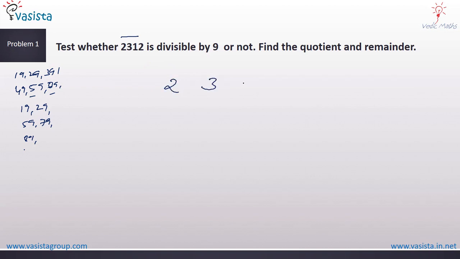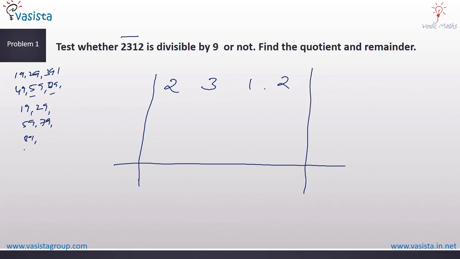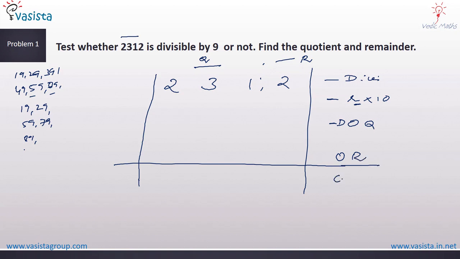So 2312 is the number for which I am supposed to find whether it is divisible by 9 or not. Here you take only up to the last digit, before the last digit. This is going to be the remainder portion and this is going to be the quotient portion, and this is going to be the dividend. The next row is r into 10, where r means remainder. Then the digits of the oscillation quotient, then the oscillation result. This is going to be the oscillation quotient, and the remainder you are going to get here, in this particular row.